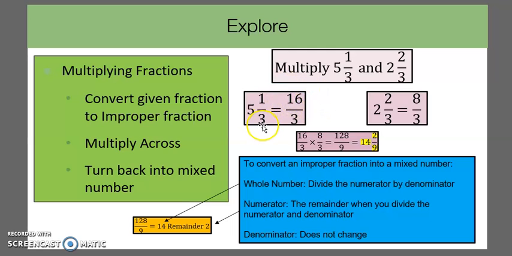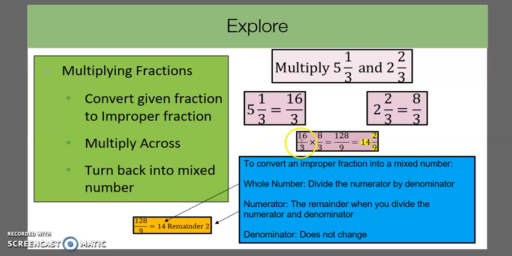In this example, we do 3 times 5, which is 15, plus 1 is 16, and our new improper fraction will be 16 over 3. We do the same thing over here. If we're converting 2 2/3 into an improper fraction, we keep the 3 as the denominator, and we multiply 3 times 2, which is 6, plus 2 gives us 8, giving us an improper fraction of 8 over 3. So that's how you convert a mixed number into an improper fraction. Then we're going to multiply across, and then turn it back into a mixed number.